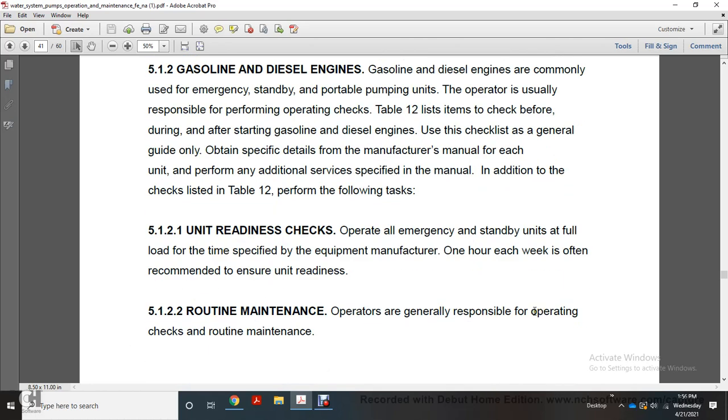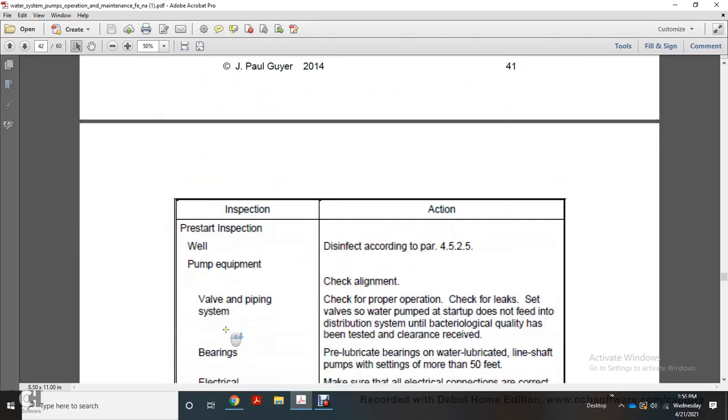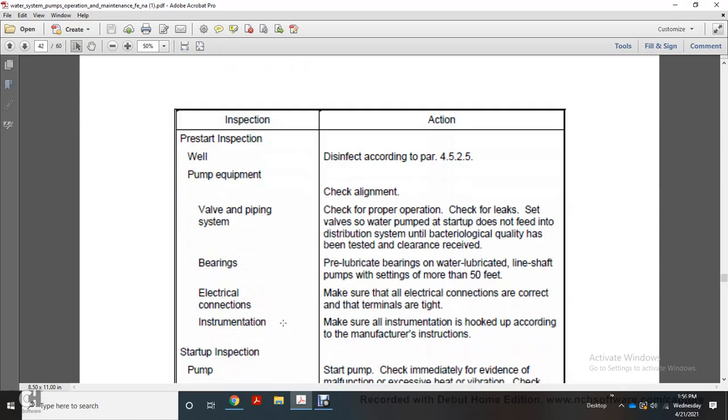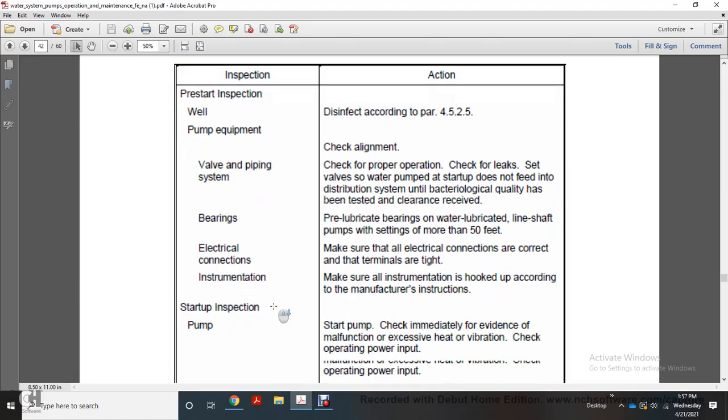Routine maintenance: the operator is generally responsible for the operating checklist and routine maintenance. Inspection and action. Restarting inspection: after well disinfection, check the pump and equipment. Check alignment of valves, piping, and system. Check for proper operation. Check for leaks at the valve with water pump startup. Do not feed the distribution system until bacteriological quality is tested and clearance received. Bearings: pre-lubricate water-lubricated line shaft pumps with settings of no more than 50 feet. Electrical connections: make sure the connections are correct and terminals are tight. Instruments: make sure the instruments are hooked up in accordance with the manufacturer's instructions.